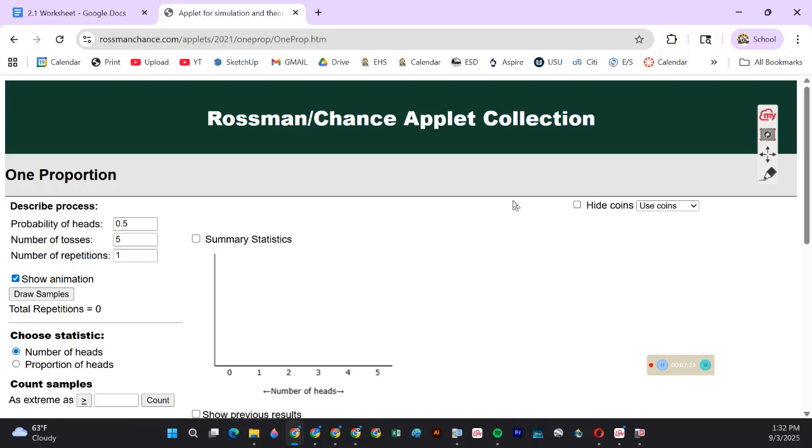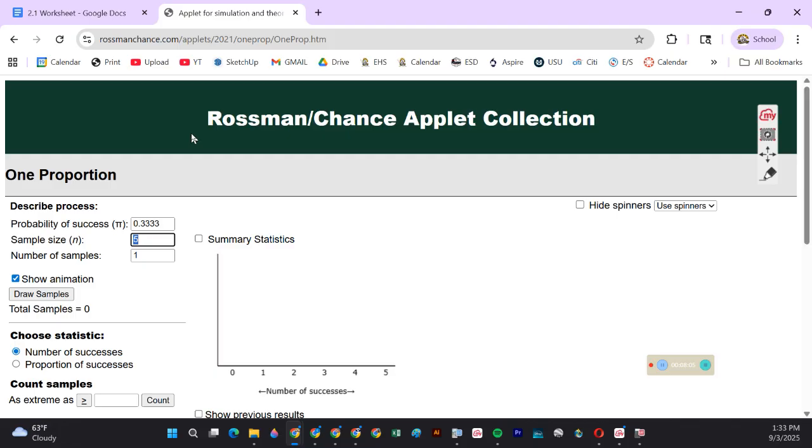Okay. So, in that second paragraph, in the probability of heads box, write 0.3333. So we are flipping a coin, and we want to say the probability of flipping a coin and winning is 0.3333. How many rolls are going to be in one simulation? 60. So we're going to type in 60 here. Okay.